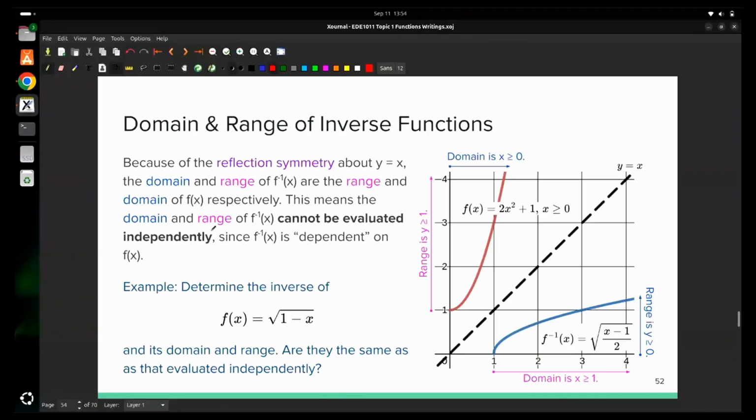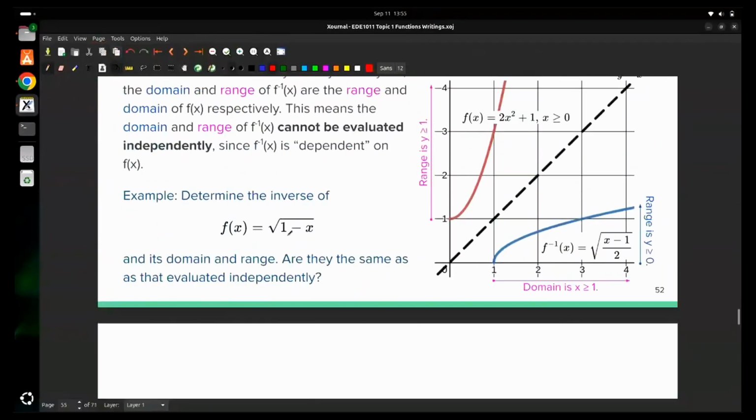Just like earlier on, we mentioned that for the domain and range of the composite function, you have to analyze from the constituent functions. So in the same vein, this is saying the same thing. Let's take a look at this example. Suppose we want to determine the inverse of root of 1 minus x and its domain and range. Are they the same as that evaluated independently? We're going to see a contrast between the two domains and ranges.